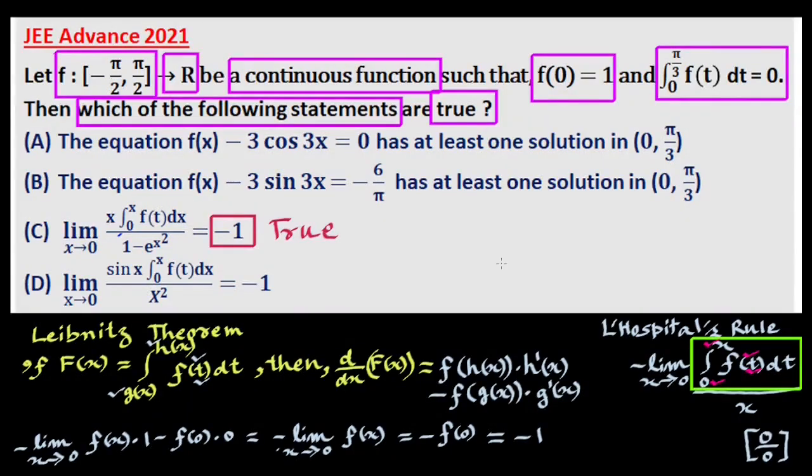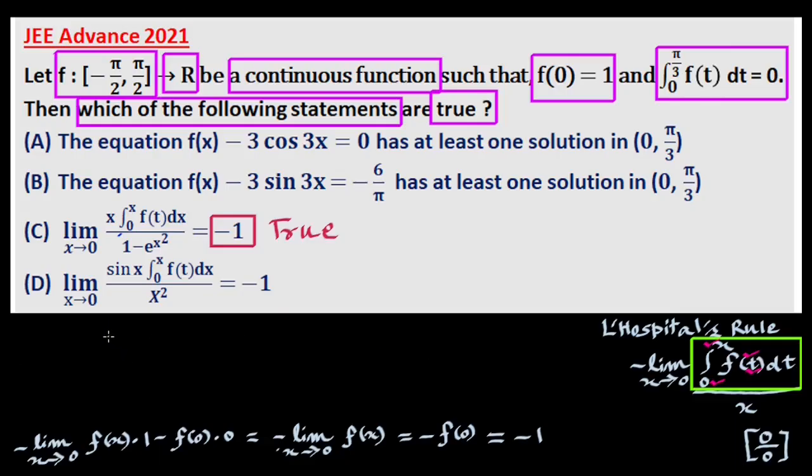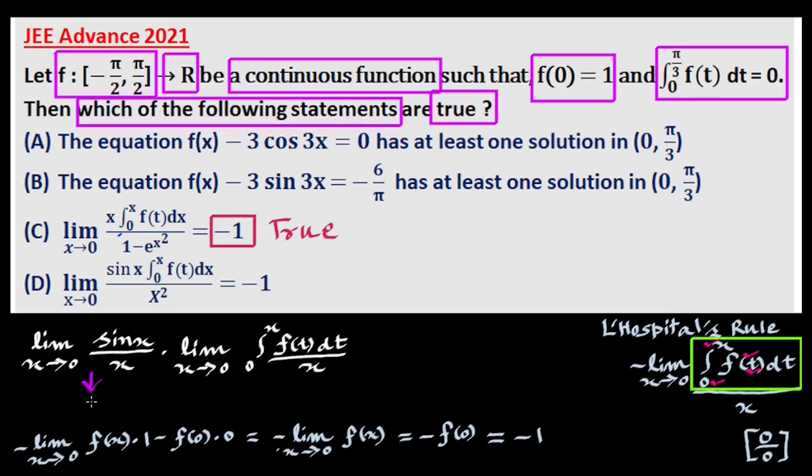Option D looks similar to option C. So next, let us verify option D for its correctness. We will write the limit in option D in the form of a product of two limits: the limit as x tends to 0 of sin x upon x, into the limit as x tends to 0 of the integral from 0 to x of f(t) dt upon x. Now this limit, as we know, is 1, and this limit from here, excluding this minus sign, is 1. So its value will be 1 and not minus 1 as given here. Therefore option D is false.